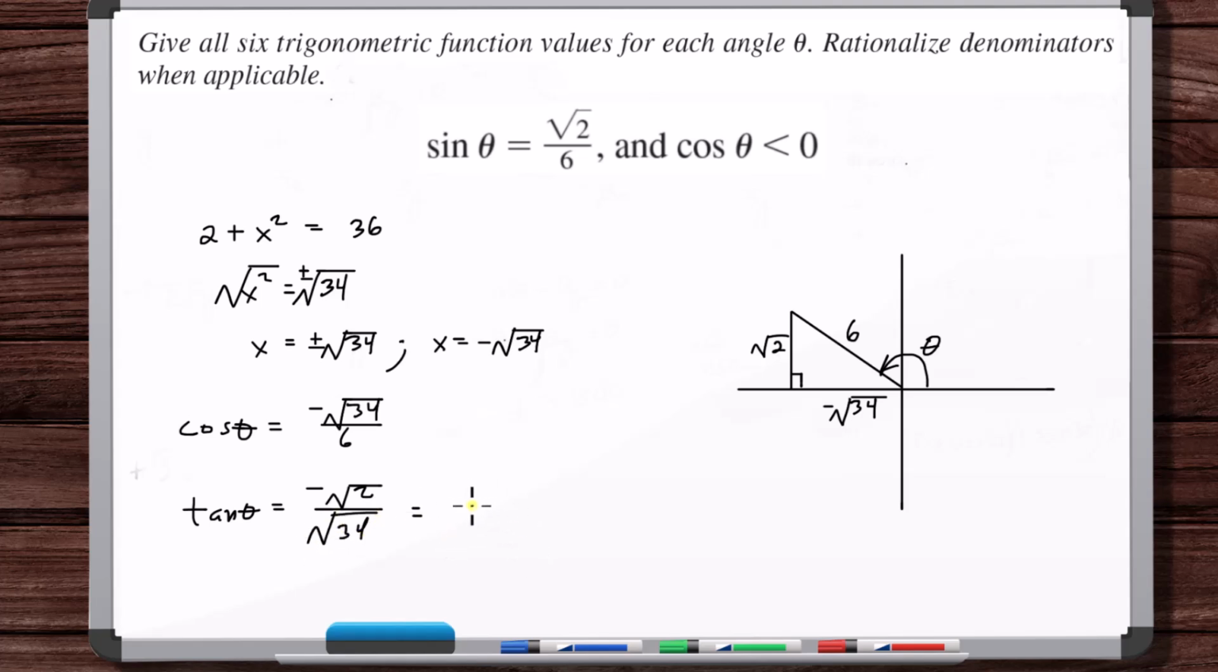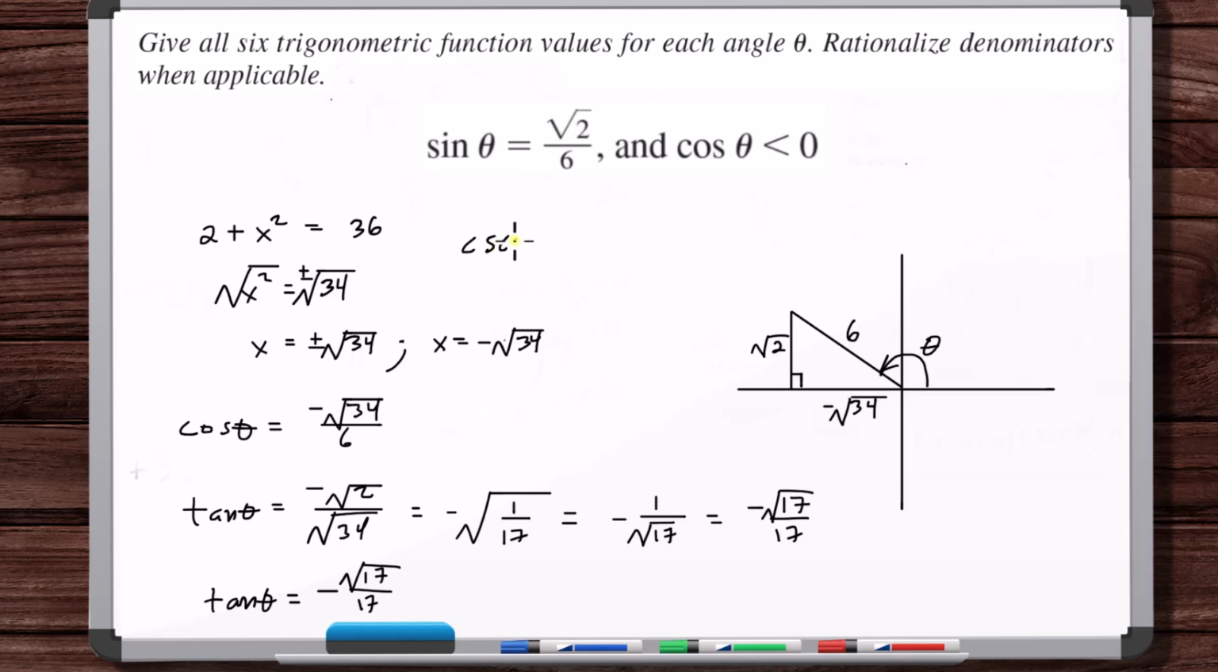So this is minus 2 over 34. So minus, and this rationalizing takes forever. So it's going to be minus root 17 over 17. So tangent theta. Okay, and now the reciprocal of sine is cosecant, 6 over root 2. That's 6 root 2 over 2, 3 root 2.